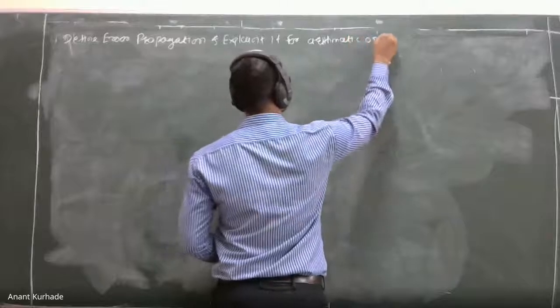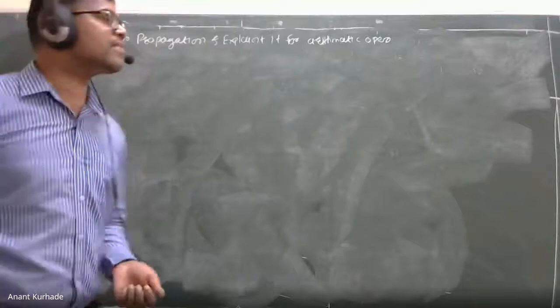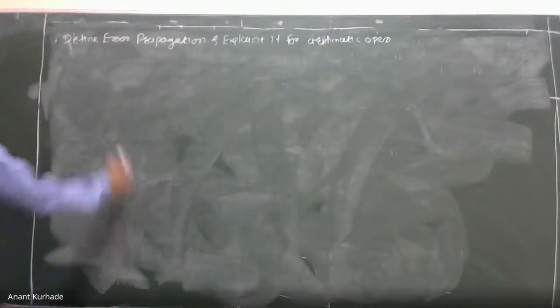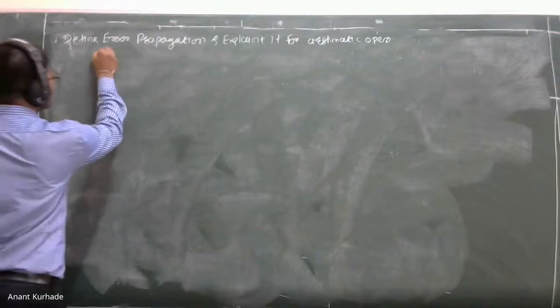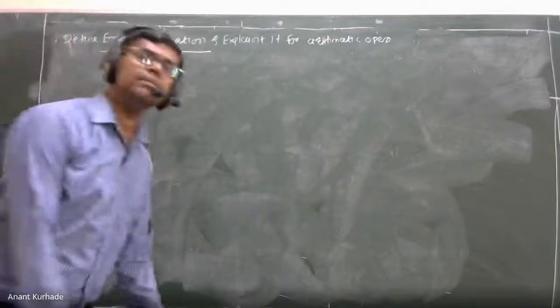Arithmetic operations. These are arithmetic operations. There are four: plus, minus, multiplication and division. Now, if you read this word, error propagation, what does it mean?